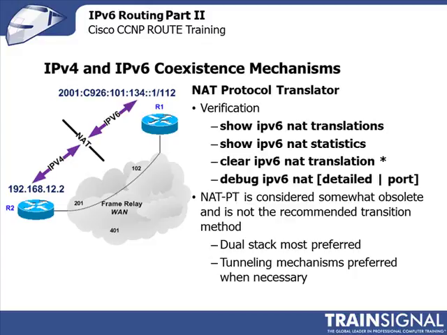Now, quite honestly, NAT-PT is considered somewhat obsolete, and it's not usually a recommended transition step. For those wanting to get into it, it can be an easy way to try it out, but it's not generally considered a best first step. Dual stack is going to be the most preferred, and then tunneling mechanisms usually right after that, using some type of tunneling mechanism, and one of the common ones is 6-to-4 tunnels.